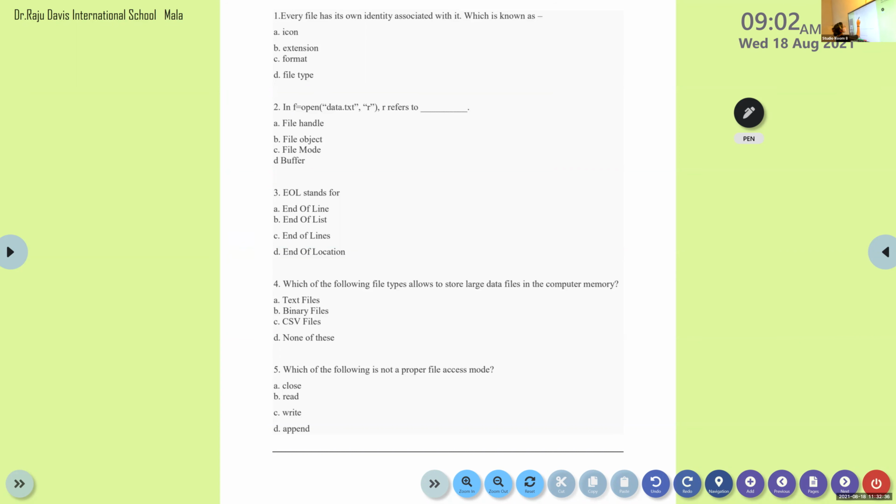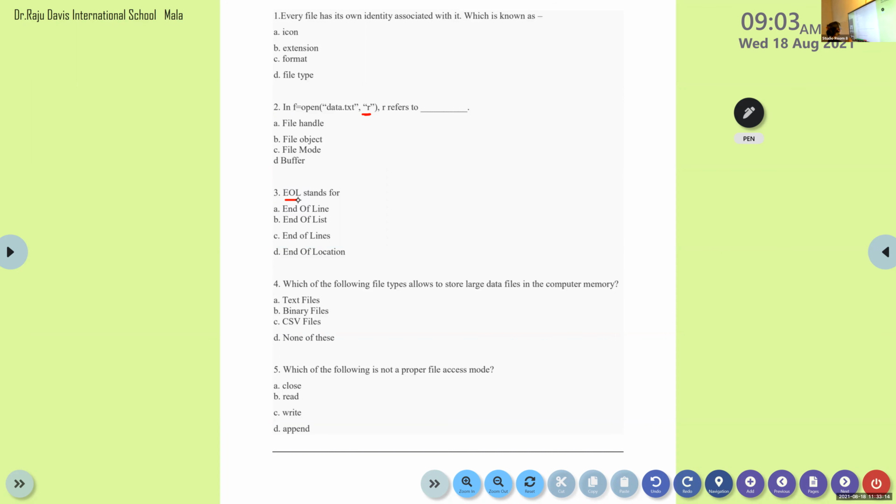Second question here, R refers to what? Then UL stands for? Fourth one, which of the following file types allows to store large data files in computer memory? Large means the language which has been close to the machine. From there, you can guess the answer. Fourth one, which of the following file types allows to store large data files in the computer memory?